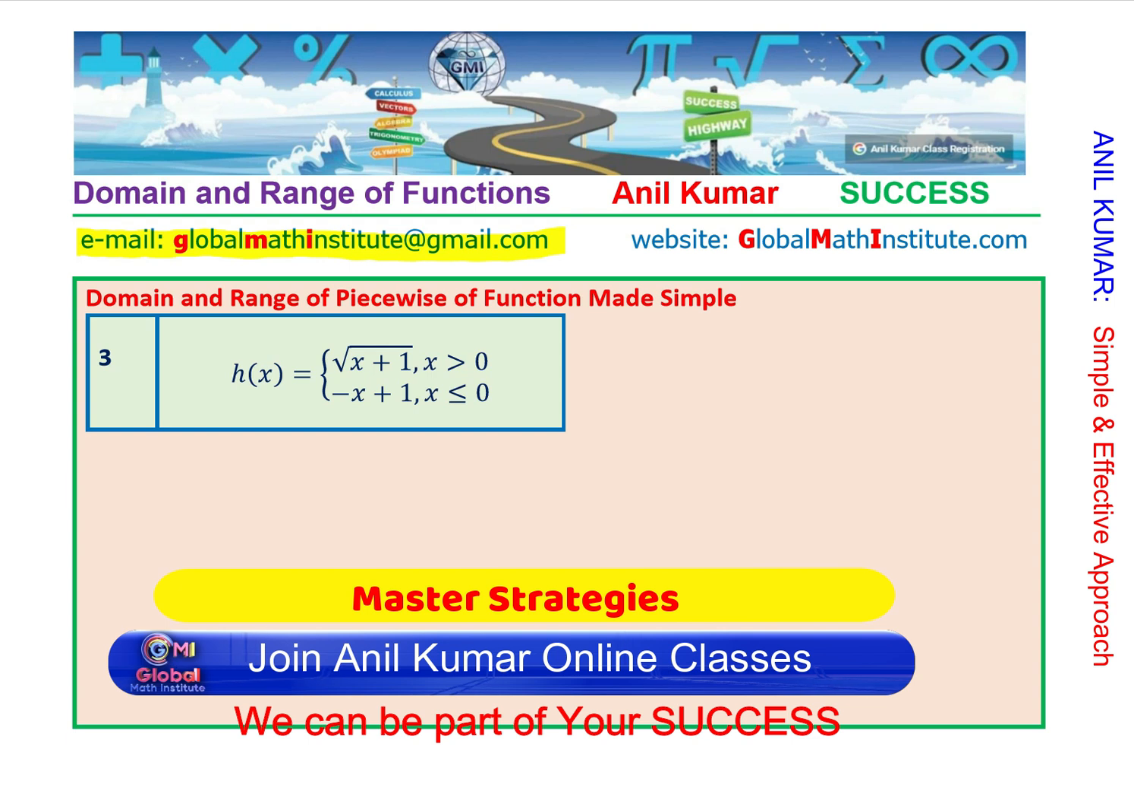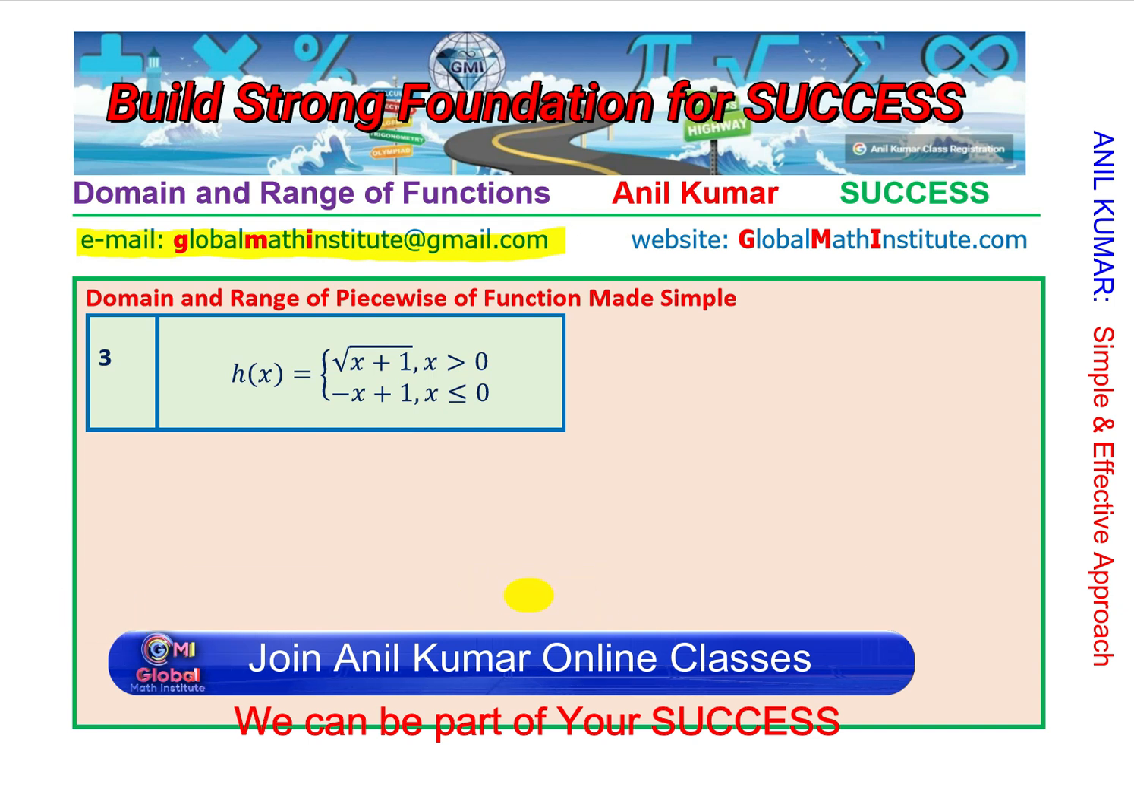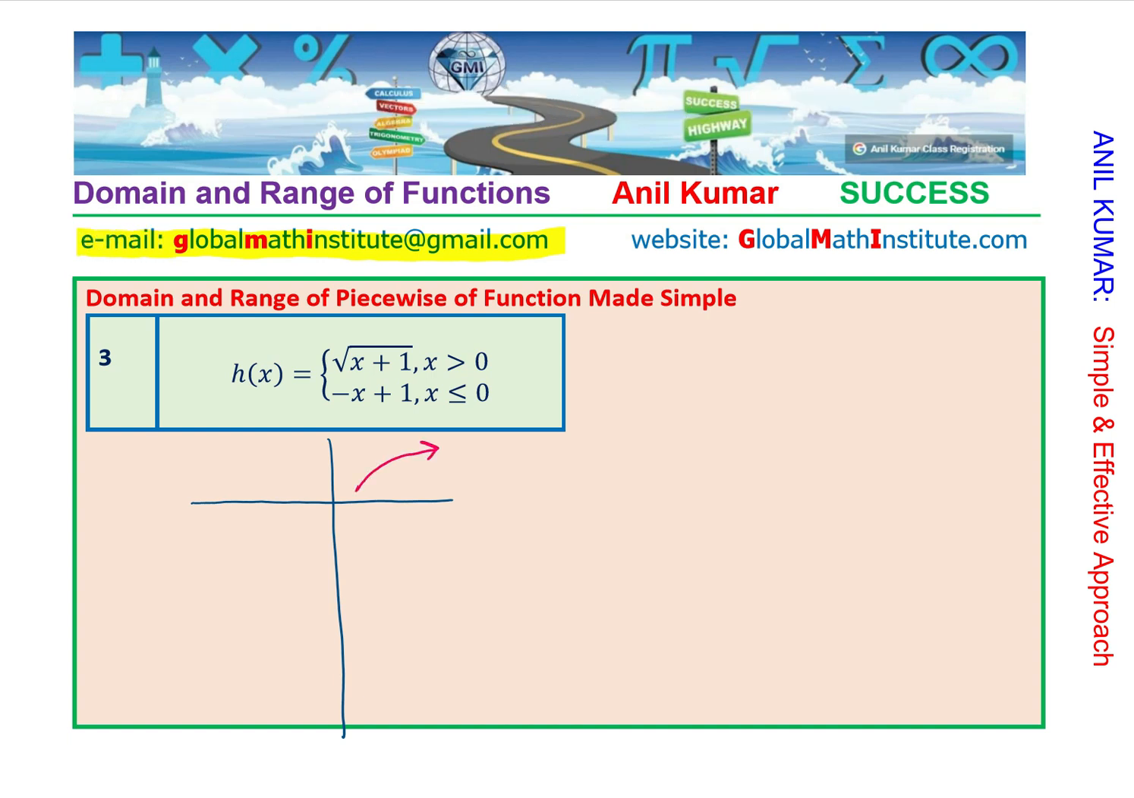So now we are given a function h of x equals square root of x plus 1 for x greater than 0, and minus x plus 1 when x is less than or equal to 0. So we have two types of functions. One we have on the right hand side, which is a square root function, which can be shown like this. And then we have minus x, meaning a line which is going downwards, correct? So these are the two functions we're talking about.